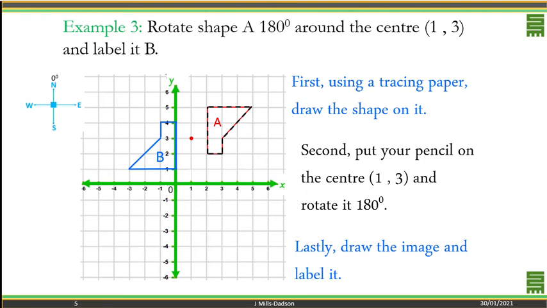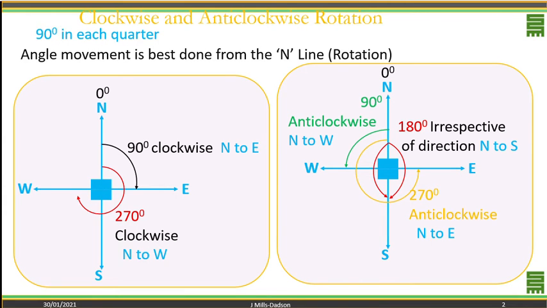So this is 180 degrees. Okay, we said from the beginning that 90 degrees clockwise is the same as 270 degrees anti-clockwise, and 90 degrees anti-clockwise is the same as 270 degrees clockwise. Let's look at an example to confirm what we just said.